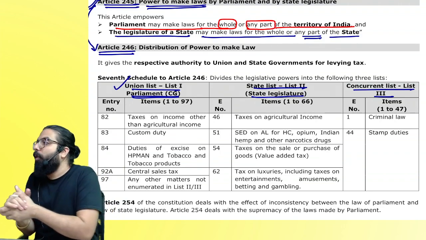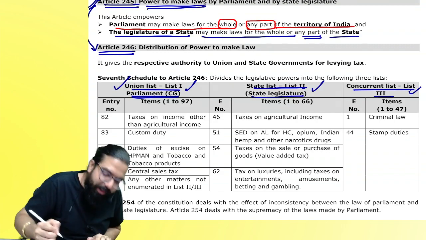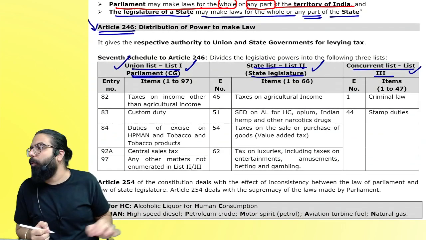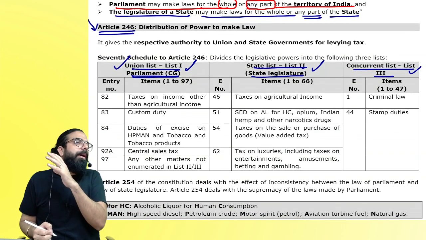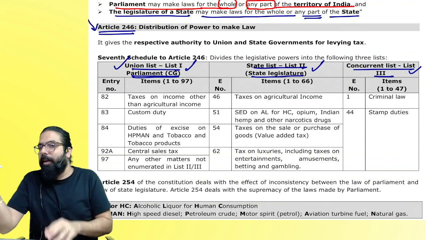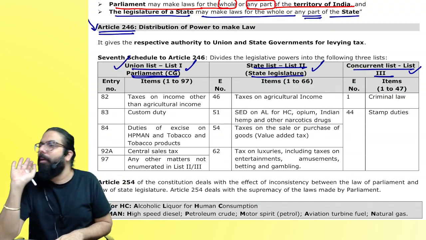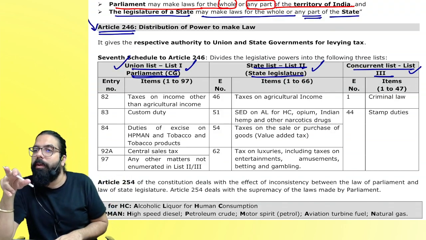Are we clear, everyone? Did you guys get this point? And hence, there is list number 1, list number 2 and list number 3. Can we go ahead, everyone? In list number 1, law will be made by whom? Parliament. That is, central government will introduce the bill, pass it through the parliament and it will become an act. It will be applicable to whole of India.